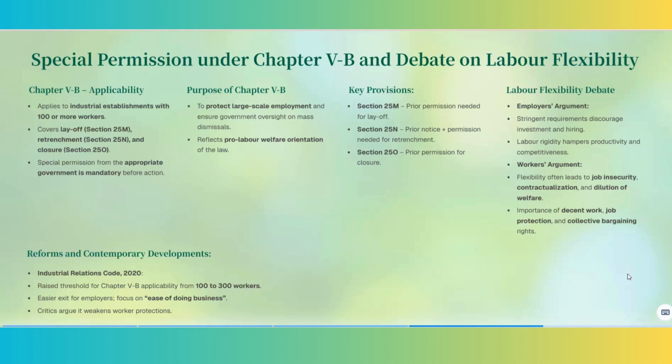The labor flexibility debate: the employers' argument is that stringent requirements discourage investment and hiring, and labor rigidity hampers productivity and competitiveness. The workers' argument is that flexibility often leads to job insecurity, contractualization, and dilution of welfare, and stresses the importance of decent work, job protection, and collective bargaining rights. Now, reforms and contemporary developments. The Industrial Relations Code 2020 raised the threshold for Chapter 5B applicability from 100 to 300 workers. This means easier exit for employers, with a focus on ease of doing business. Critics argue that it weakens worker protections.